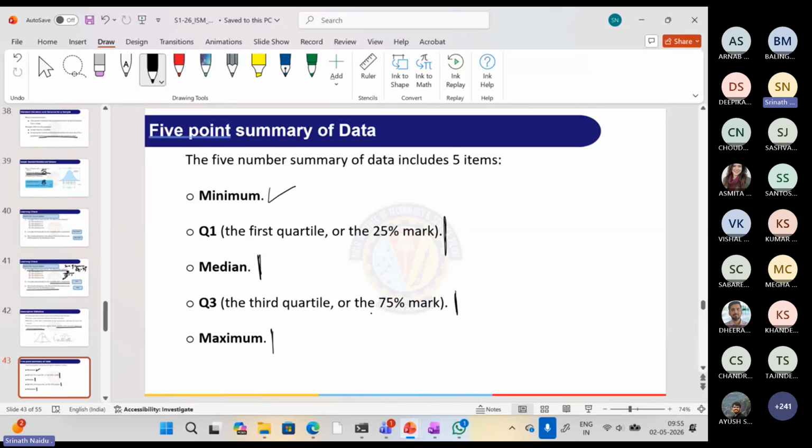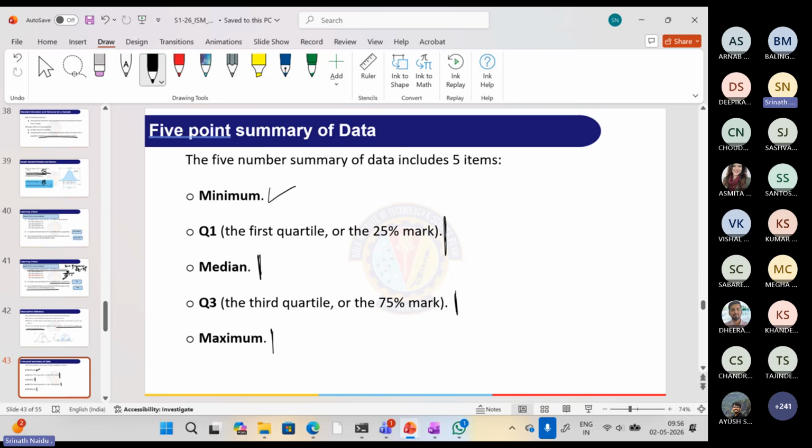Then there's the median, which is basically Q2, the second quartile. 50% of the data is less than this point, and 50% of the data is more than this point. Then Q3, the third quartile, the 75% mark. Then there is the maximum. If you look at these 5 points on the data, that gives you a fairly good idea as to how the data is spread, how much mass there is in these different segments, and so on.